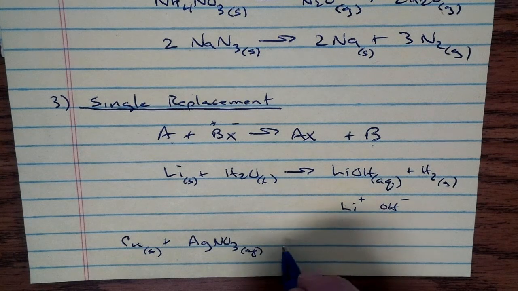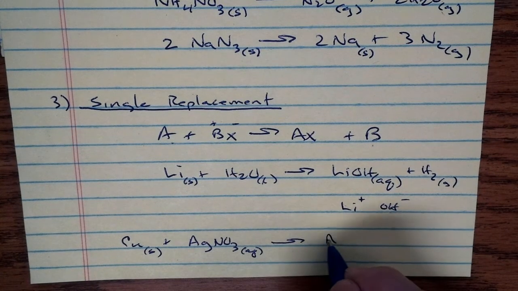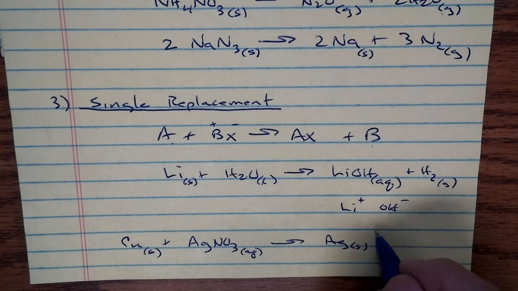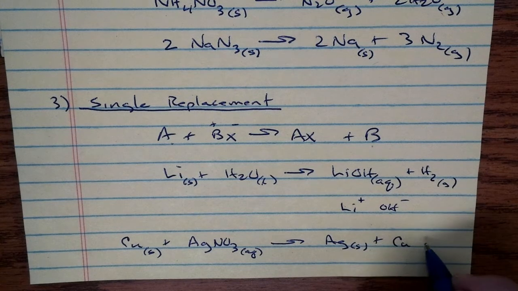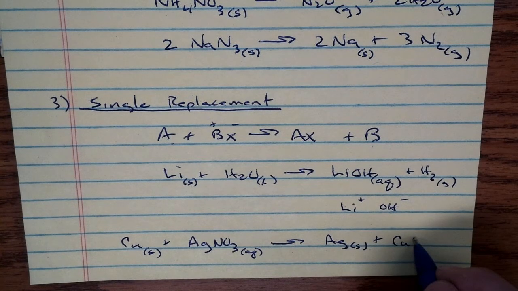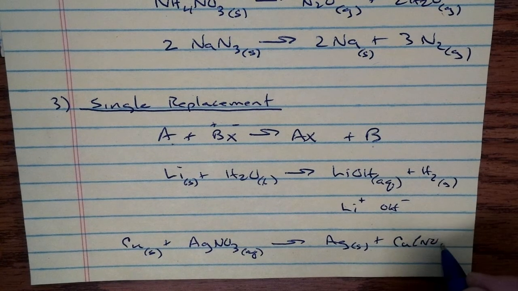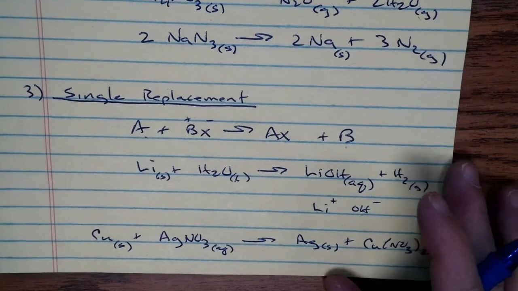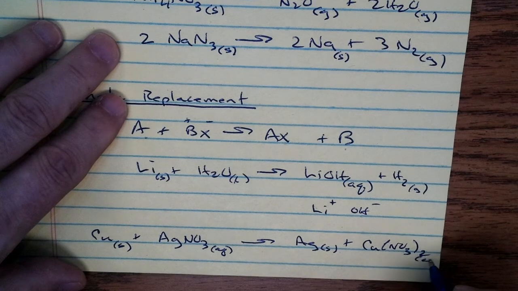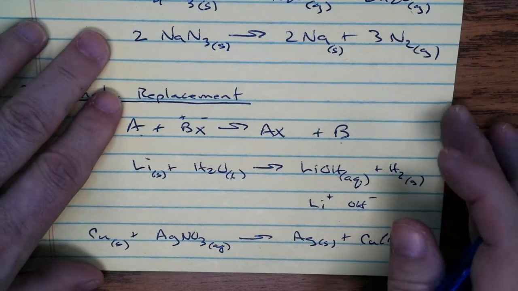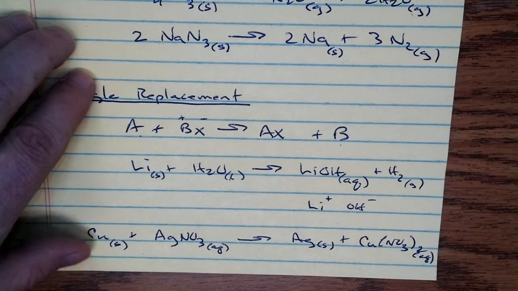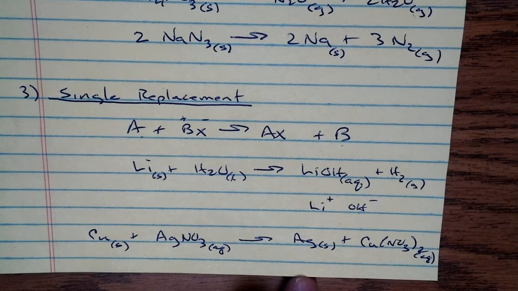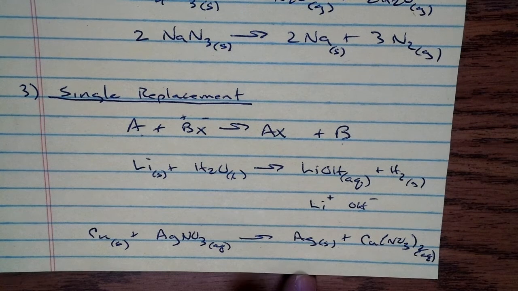Okay, and it's going to produce solid silver plus copper 2 nitrate. And it's copper 2 because we have 2 nitrate ions. And that's going to be aqueous, AQ. How do you know if something's aqueous or not? Basically, from your point of view, you're going to have to be told.